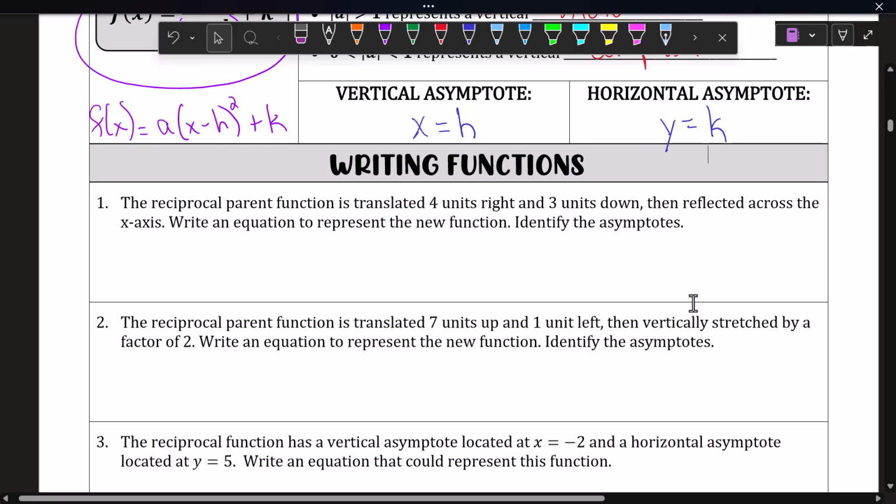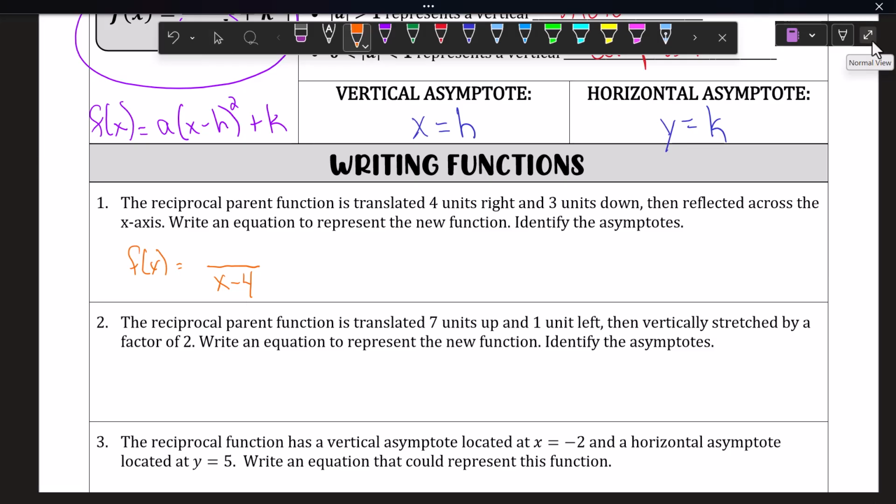The reciprocal parent function is translated 4 units to the right, 3 units down, and reflected across the x-axis. Write an equation to represent the new function. Identify the asymptotes. Okay, so we'll call this f of x. We know we're going to have a denominator because it's a reciprocal function. We know we have an x down there. So it's translated 4 units to the right. So that'll go with our x. And instead of plus 4, it's actually minus 4, the opposite of what you would think. 3 units down, well, that's outside of the fraction. So it's not plus, but minus 3.